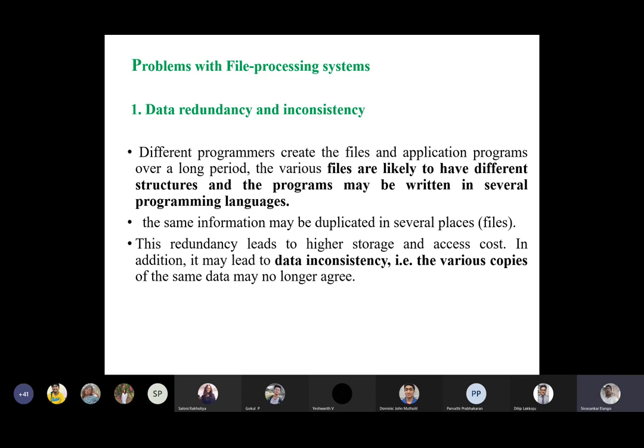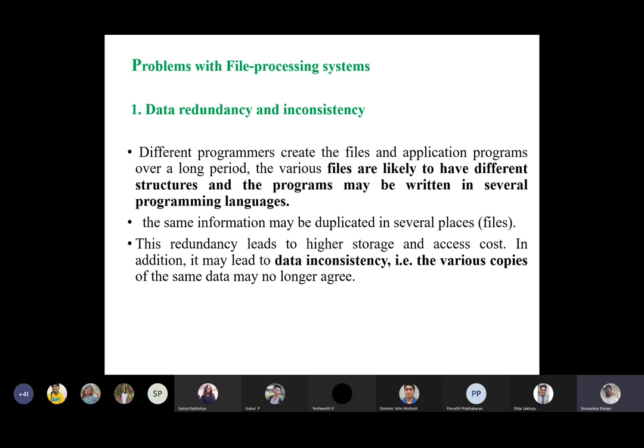Since files are created by different people over a period of time, and written in several different programming languages, there's a possibility that the same information is duplicated in several places, right? Whenever there is data redundancy, it leads to high storage and access cost of the data. Data redundancy may also lead to data inconsistency, since multiple copies of the same data may not agree, right?